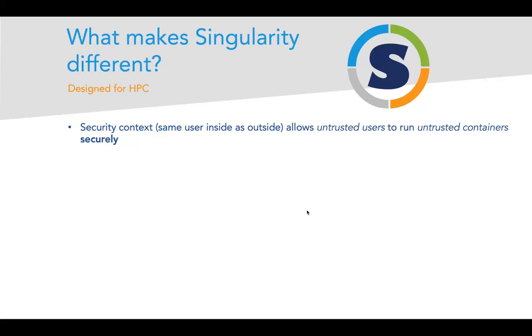So in a nutshell, what Singularity allows you to do is, as an administrator, you probably have lots of untrusted users on your system, i.e. users that don't have root access. And you probably don't want to vet every single thing that they run. So Singularity allows you to have untrusted users running untrusted containers on your system, and doing so in a secure way, so that you can be sure that they're not going to be able to damage your system.